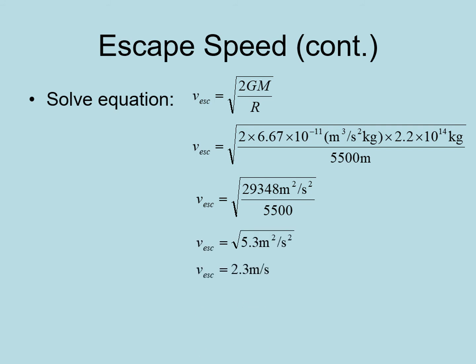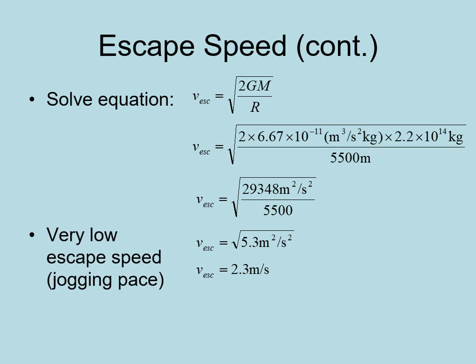Finally, we take the square root of the number and the units, leaving us with an escape speed of just over 2 meters per second. Notice that meters per second is a speed unit, distance over time. 2 meters per second is a typical jogging pace, so gravity must be very weak here. That makes sense for a body that's only about the size of a city. If you are standing on the surface of Halley's Comet, you could probably jump off of it.